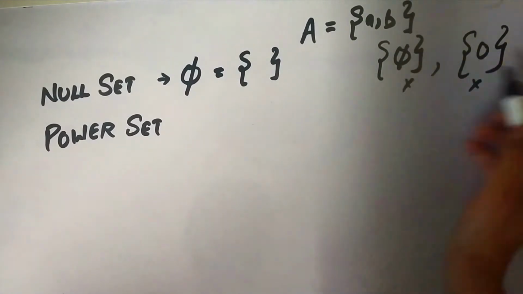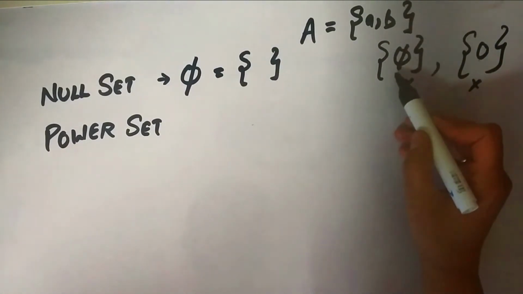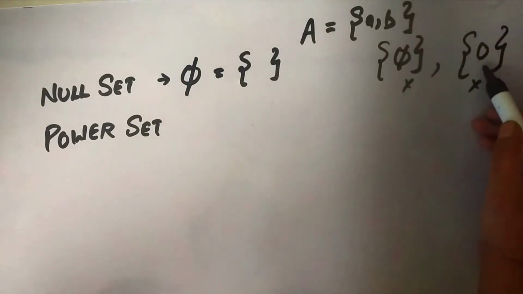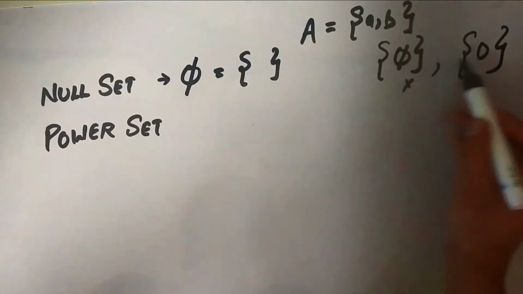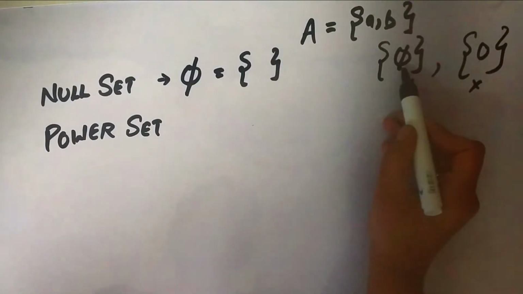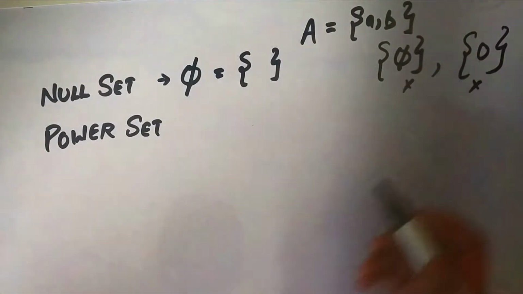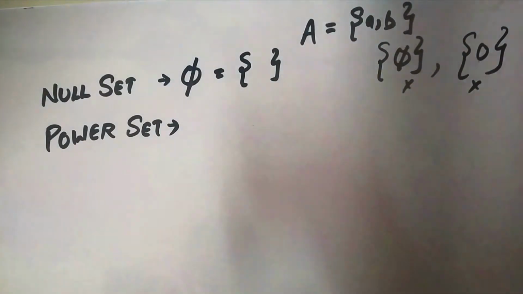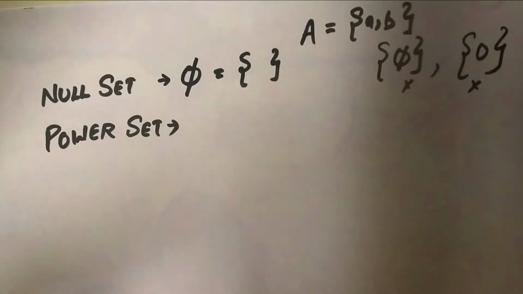Their cardinality is 1 because each contains an element. The element here is phi and the element here is 0. They are the elements now, so they are no more null set. Got it? Power set. Power set, as per definition, is a set of all possible subsets of a given set.